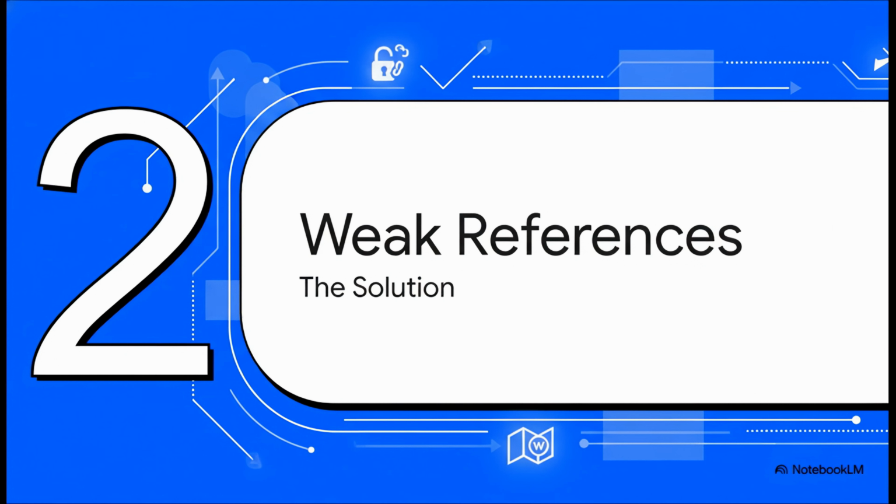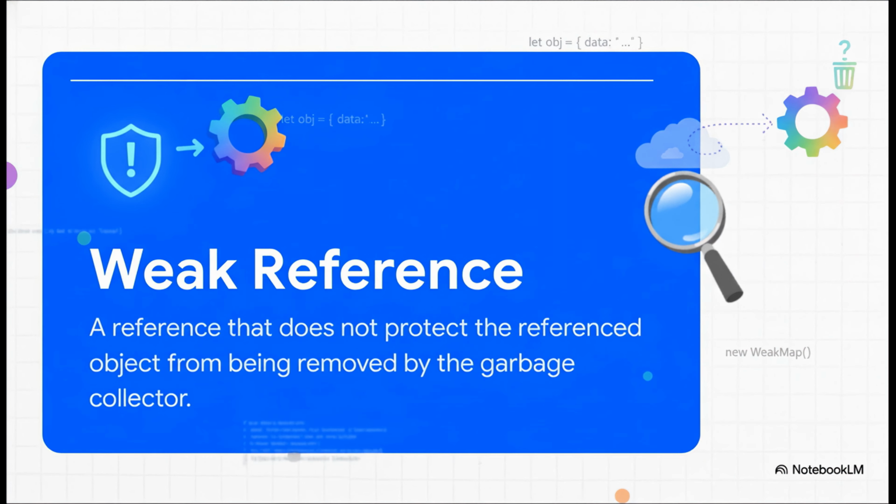This is where our hero, WeakMap, enters the story. To get us out of this memory trap, we need a totally different kind of connection, a weak reference. And that's the whole idea behind WeakMap. So what on earth is a weak reference? Well, think of it this way. A strong reference is like a command. It's a must keep. But a weak reference, that's more like a suggestion. It tells the engine, hey, I'm pointing to this thing, but look, if nobody else with a strong reference cares about it anymore, go ahead, clean it up.